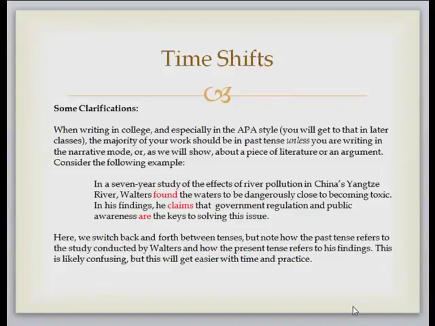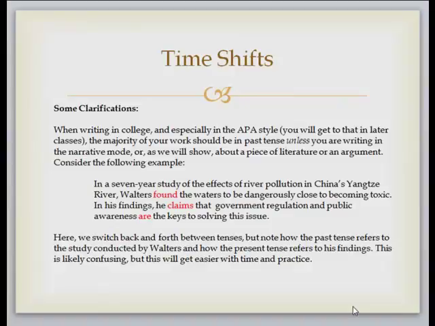When writing in college, especially in the APA style, the majority of your work should be in past tense, unless you're writing in the narrative mode. You can write in the narrative mode in past tense as well, but as we'll show, if you're writing about a piece of literature or an argument, those things, arguments or pieces of literature, we consider to be in present tense. We always consider that.